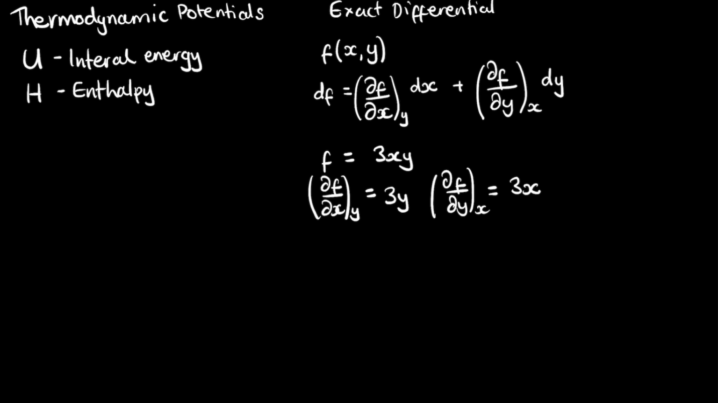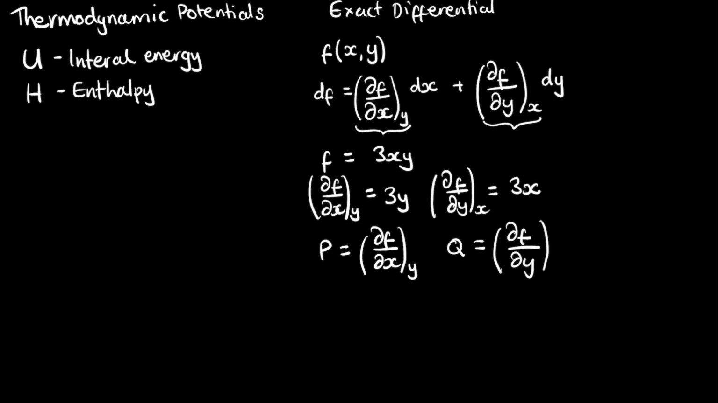Now I'm going to give this partial differential another letter. I'm going to let p equal the partial differential of f with respect to x, keeping y constant. And I'm also going to give this one another name: I'm going to call it q, and define q to be the partial differential of f with respect to y, keeping x constant. So I'm now going to rewrite df as df equals p dx plus q dy.